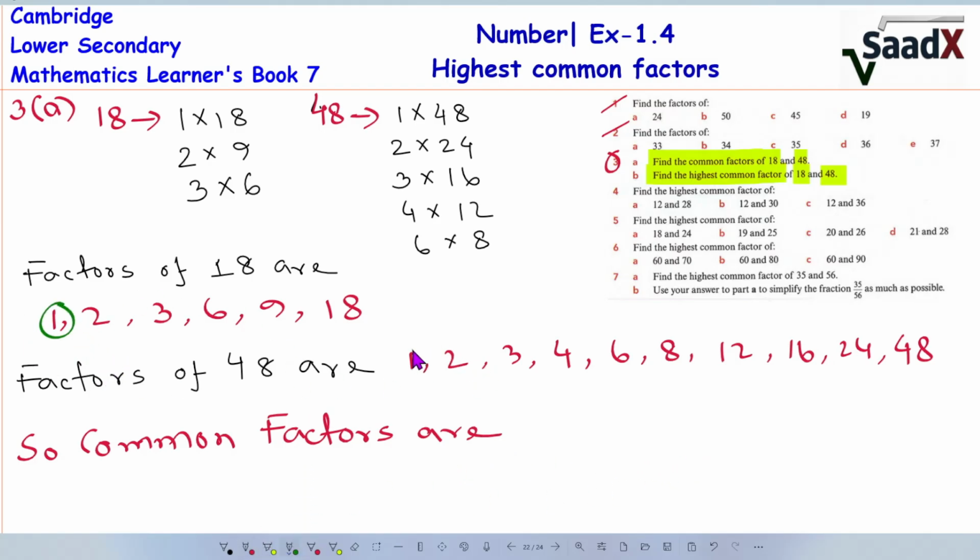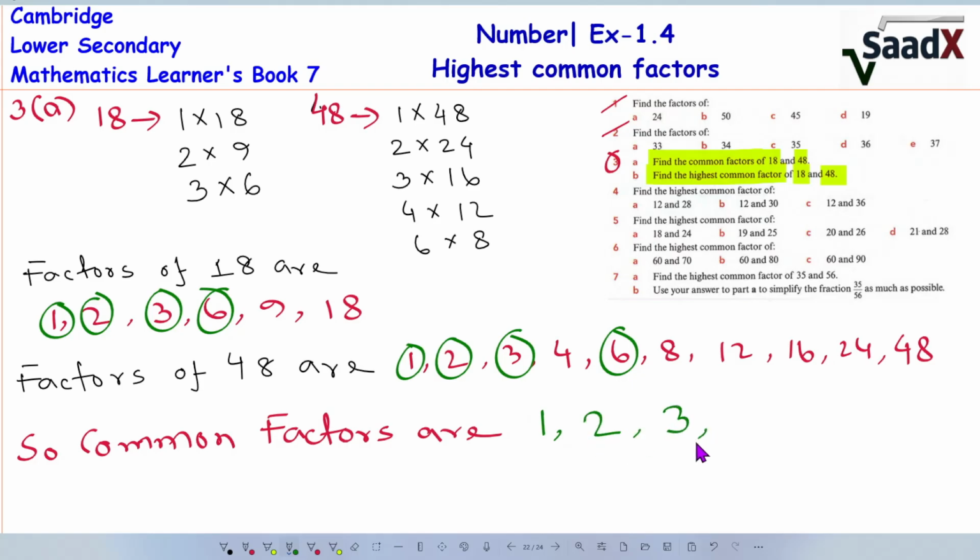1 is common, 2 is common, 3 is common, 6 also common, then 9 and 18 are not common, so the only common ones are what? So common factors are 1, 2, 3, 6.